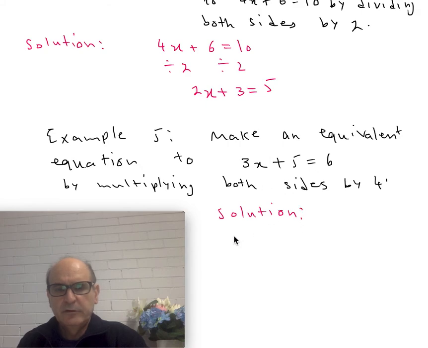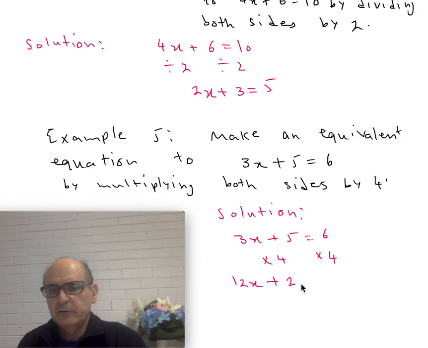So I write the original equation and I'm multiplying both sides by 4. Everything is going to be times 4. 3x times 4, all you need to do is times 3 by 4 and keep x. So that becomes 12x. Then put the plus, which is between them. Then you times 5 by 4 to get 20, equals 6 times 4 is 24. This is an equivalent equation to the original equation, which is this one.